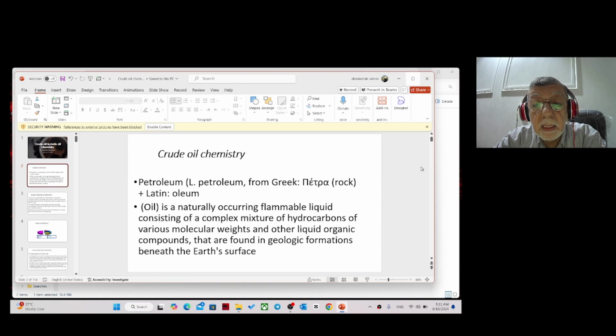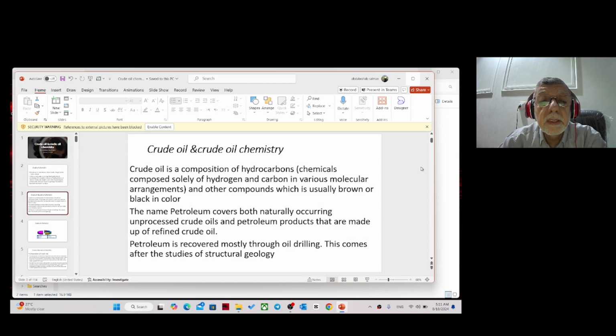Oil is a naturally occurring flammable liquid consisting of a complex mixture of hydrocarbons of various molecular weights and other liquid organic compounds that are found in geologic formations beneath the Earth's surface. Crude oil is a composition of hydrocarbon chemicals composed solely of hydrogen and carbon in various molecular arrangements, and other compounds, which is usually brown or black in color. The name petroleum covers both naturally occurring unprocessed crude oil and petroleum products that are made up of refined crude oil. It means all the products which come from crude oil are also called petroleum.